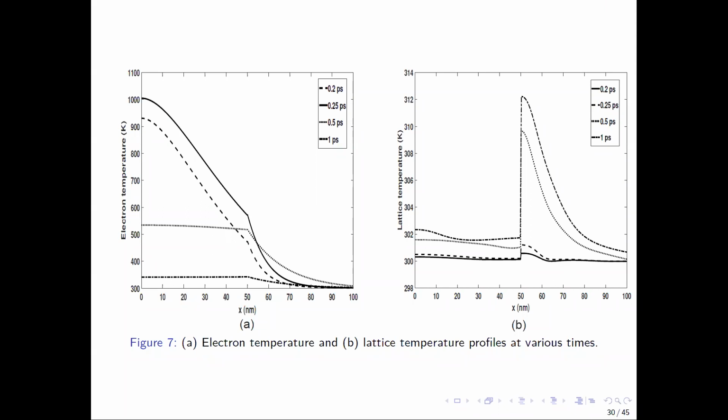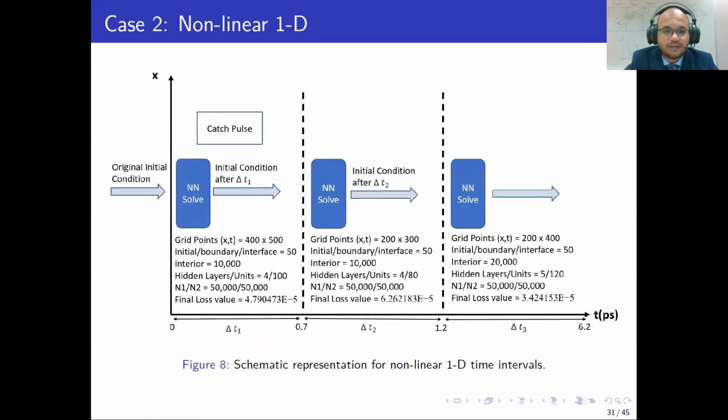Okay. So that's the linear case. Now for the nonlinear case, we divided it into three time intervals. The first time interval was from 0 to 0.7. The second time interval was from 0.7 to 1.2, and the last was from 1.2 to 6.2.